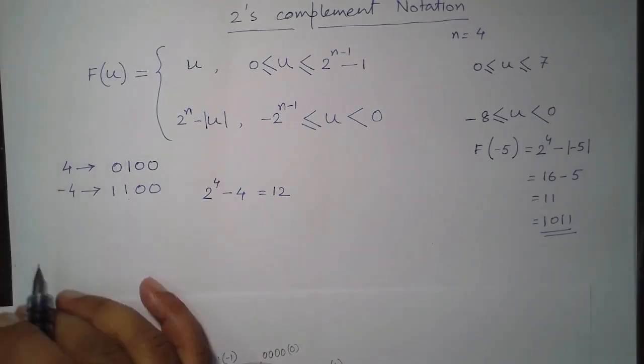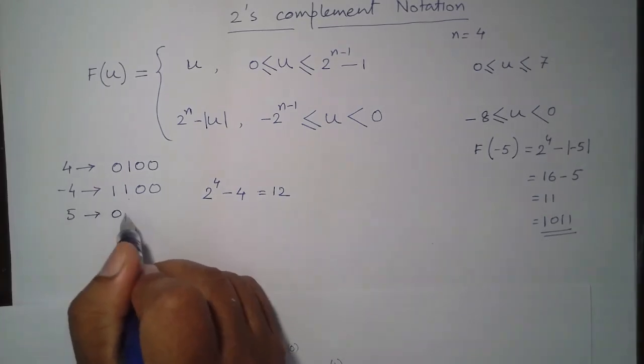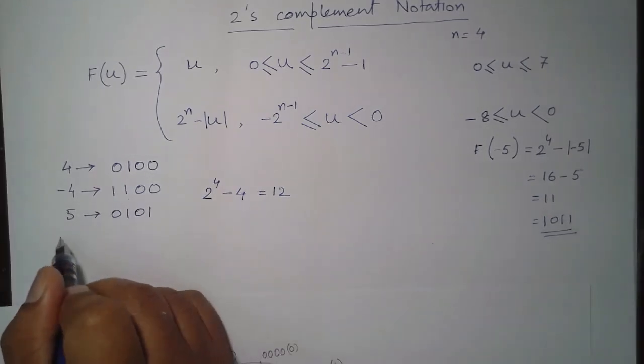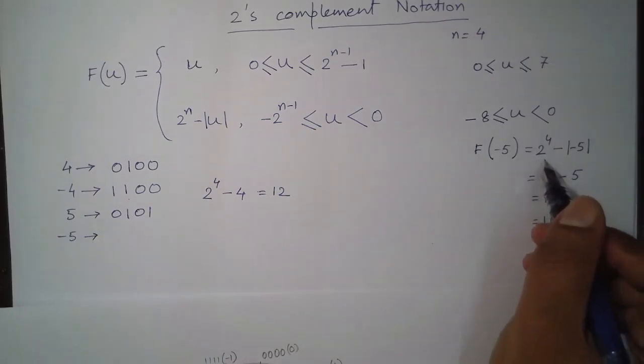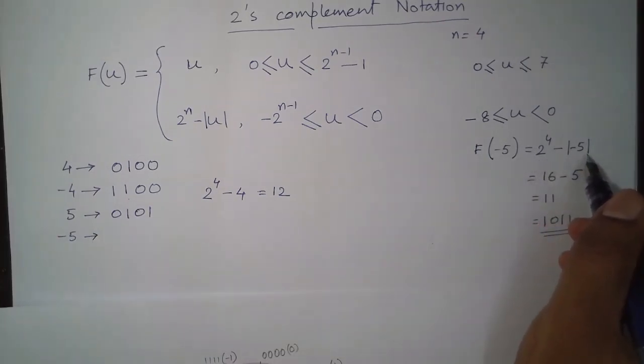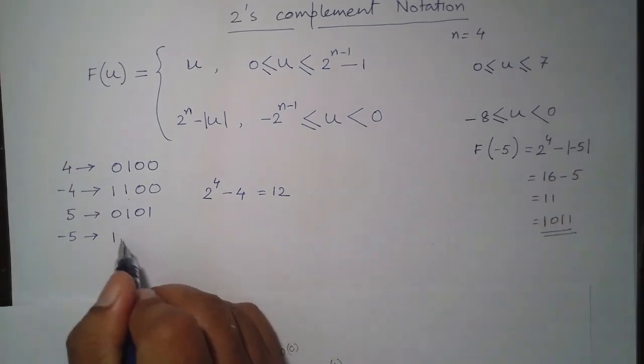We have already seen 5. So 5 is 0 1 0 1, and minus 5 we have already seen: minus 5 is 2 to the power 4 minus 5, which is 16 minus 5, 11, and the representation of 11 is 1 0 1 1.